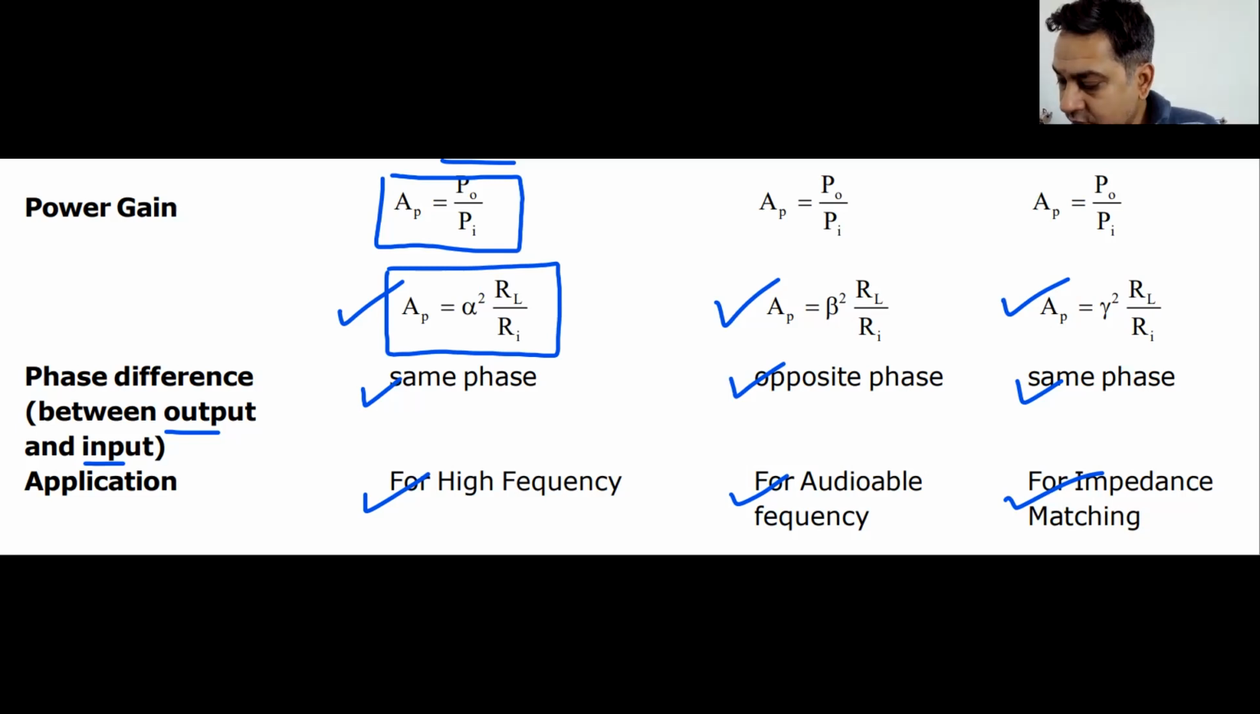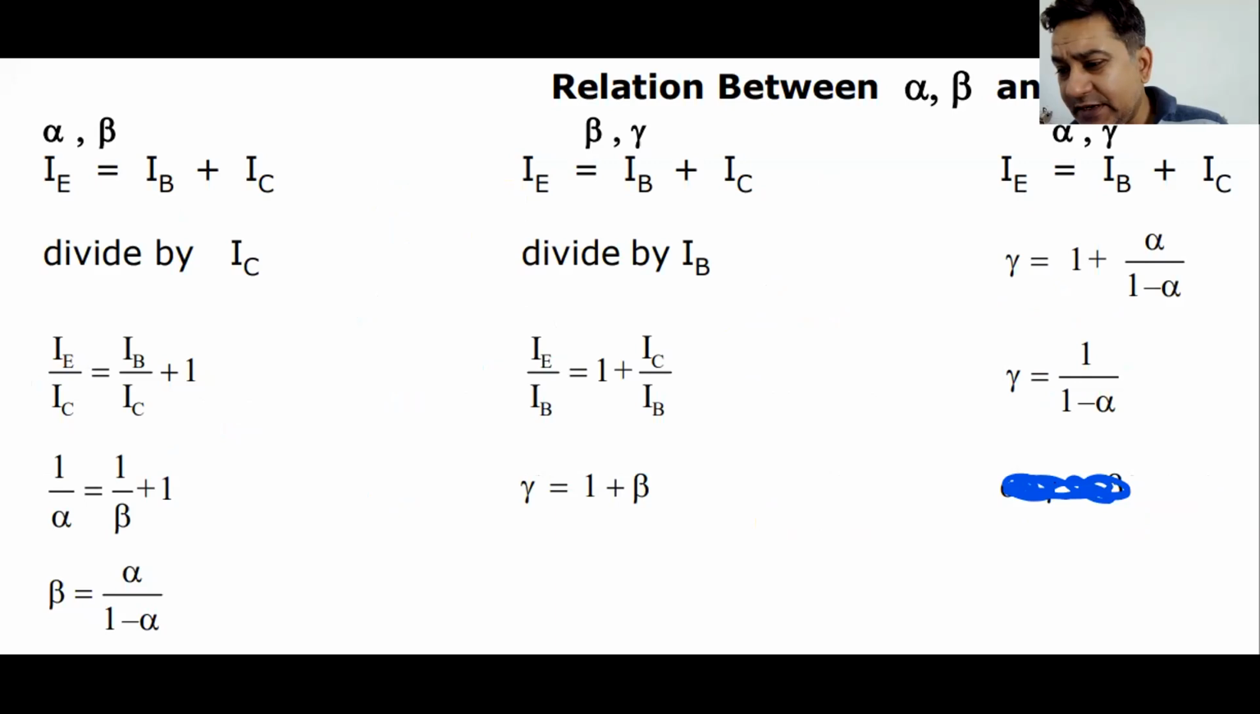Done, sir. Then the last thing on which questions come is the relation between alpha, beta, and gamma. In common base, we have the relation between alpha and beta; gamma is not there. In common emitter, we have beta and gamma; alpha is not there. In common collector, beta is missing. So we all know that IE will be equal to IB plus IC.